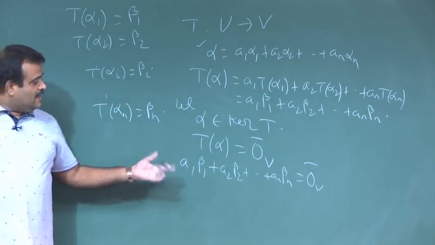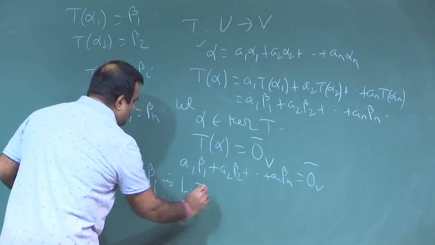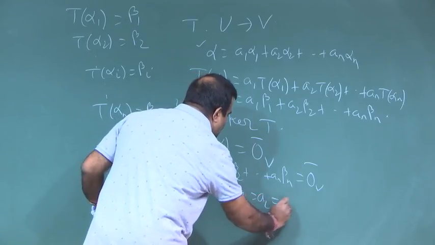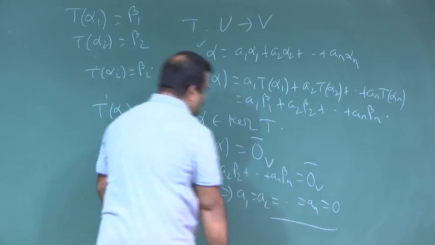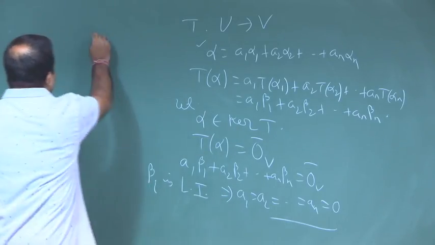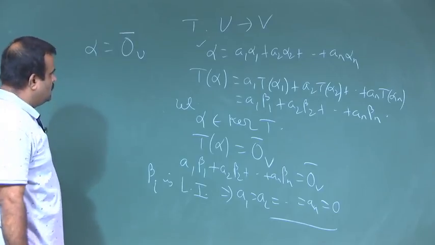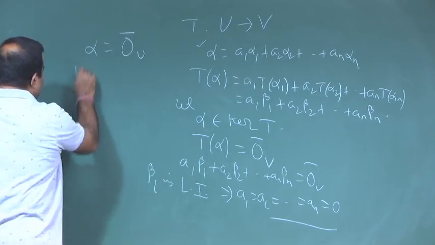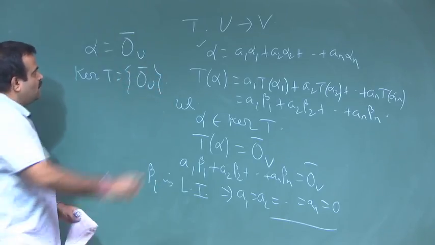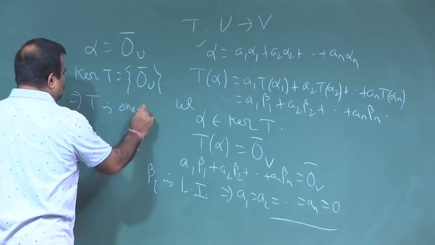Now, these beta i's are linearly independent. So, this implies all the a i's are 0. Since all the a i's are 0, alpha, which is the summation of a i alpha i, is the 0 vector of U. So, that means kernel of T consists only of the 0 vector of U. This implies T is 1 to 1.